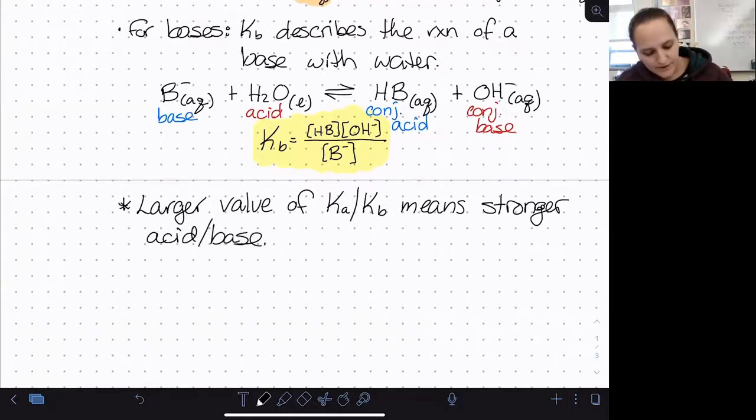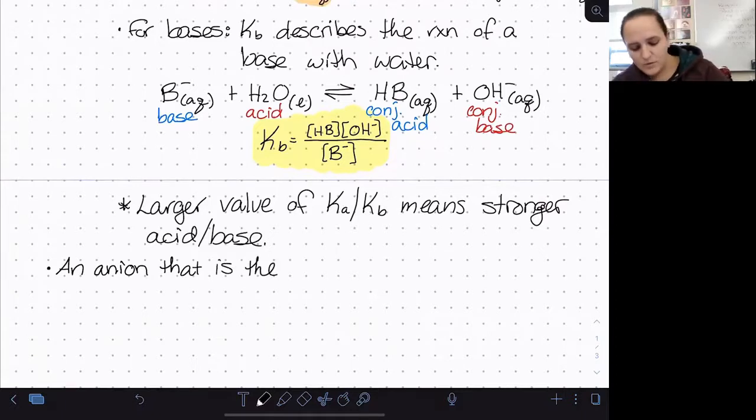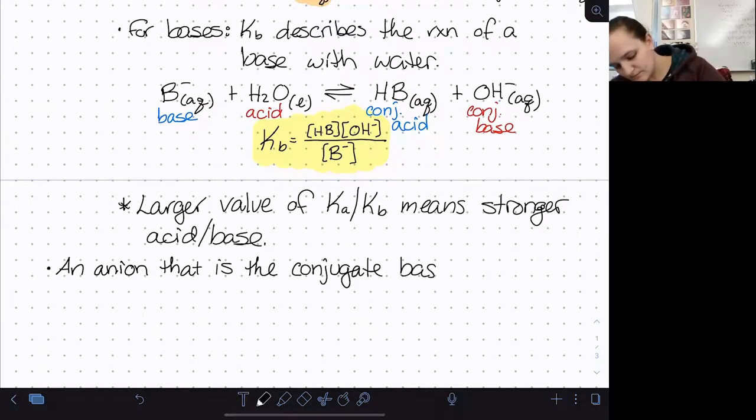Essentially what it boils down to is that we said weak bases were the weird ones to try and identify because they can be a lot of different things. There are no real structural similarities, but what is similar is that many weak bases are anions, are negatively charged, and an anion that is the conjugate base of a weak acid is a weak base.